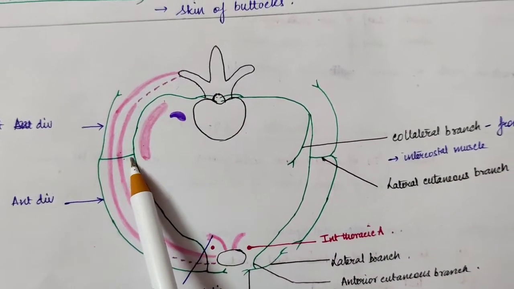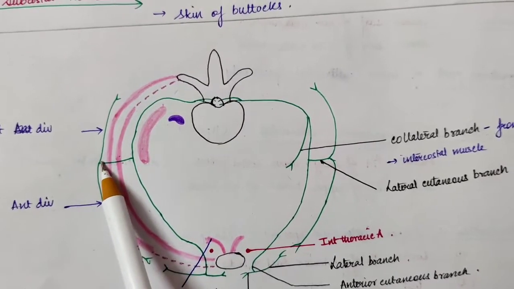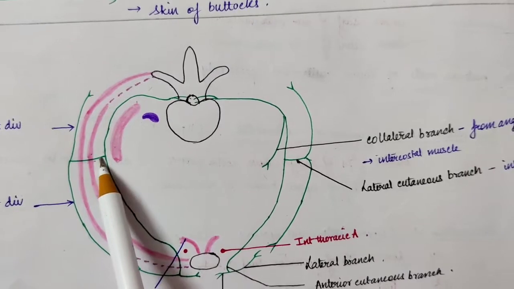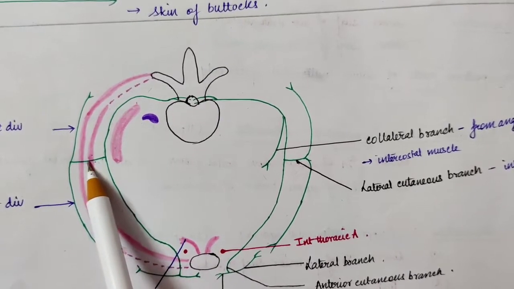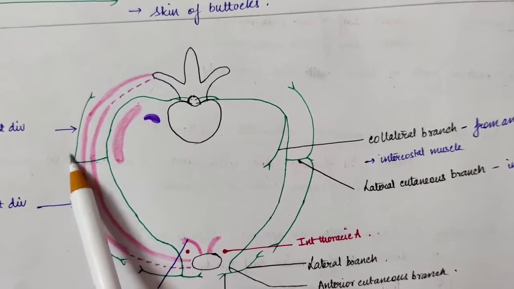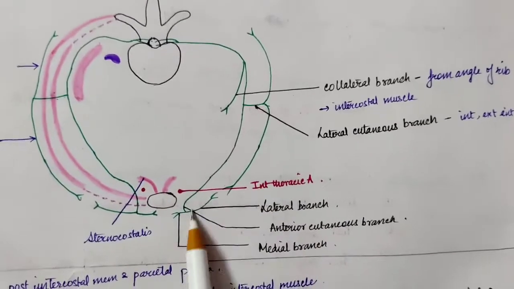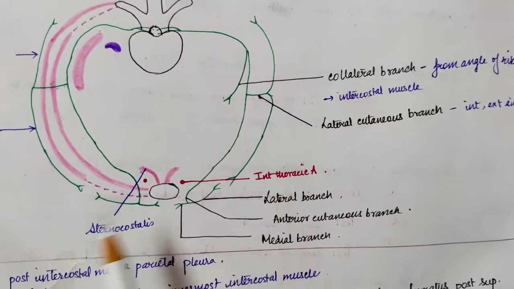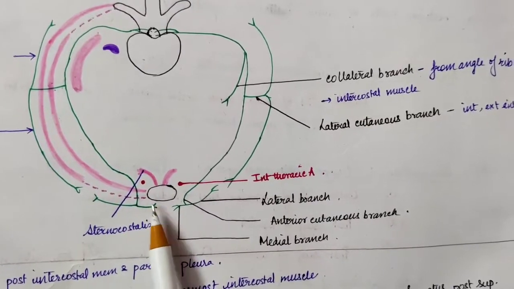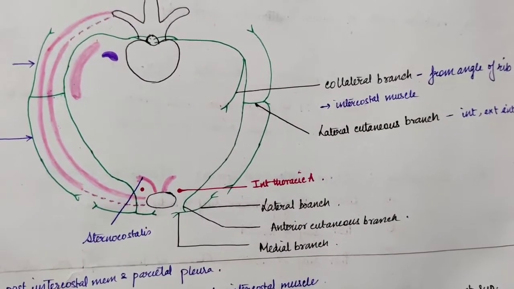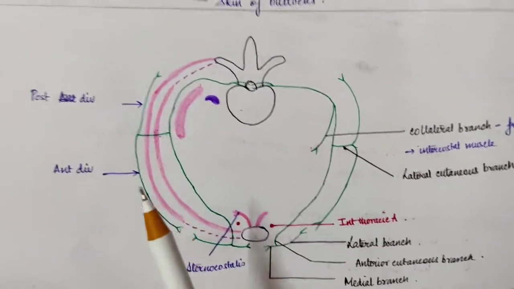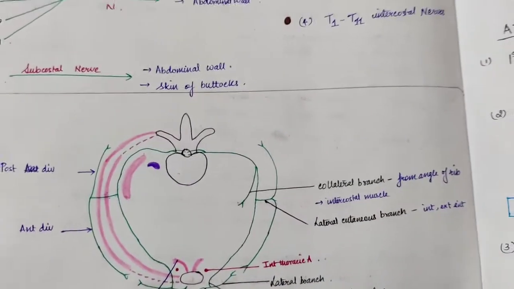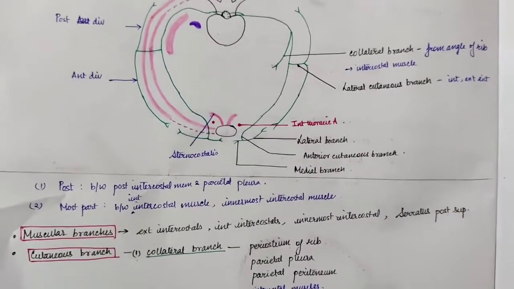This lateral cutaneous nerve goes from here, pierces the internal intercostal muscle and external intercostal muscle, and then it divides. Here the anterior cutaneous branch divides into two parts: number one is the medial branch and number two is the lateral branch. So that was it. Now we have the branches.